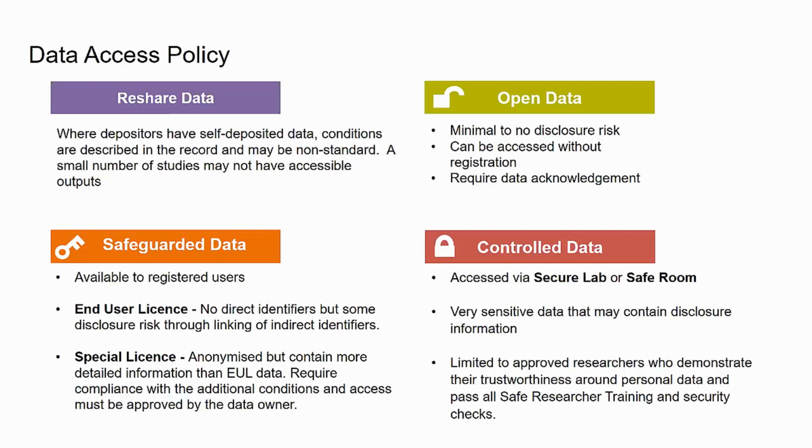Now, controlled data, like safeguarded data, contains a couple of levels. Secure access level, which can be accessed via our virtual secure lab, but requires an application to be completed as well as a technical security setup. And safe room data, that contains data so sensitive it can only be accessed from our on-site safe room at the University of Essex. For both of these access levels, researchers are required to demonstrate their trustworthiness around personal data and pass security checks and training.